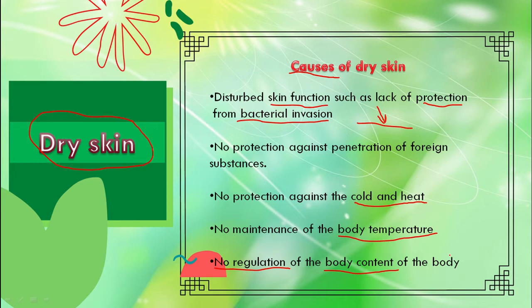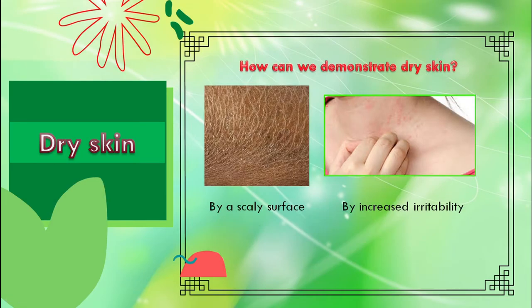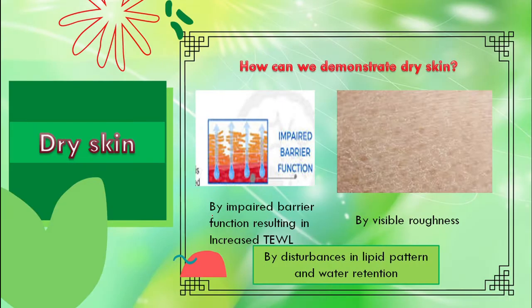After the causes of dry skin, now let's talk about how it is manifested or how we can demonstrate dry skin. Dry skin can be demonstrated by a scaly surface, by increased irritability which can cause itching also, and by impaired barrier function resulting in increased transepidermal water loss.